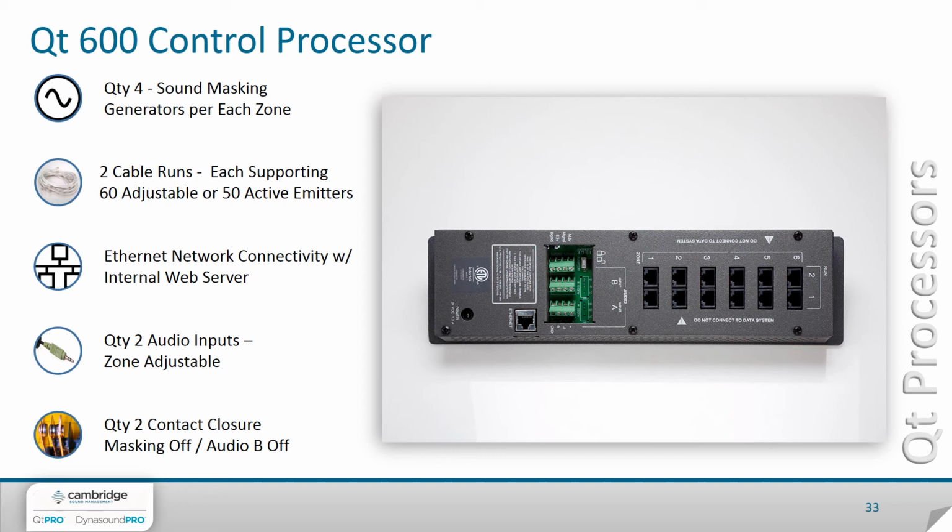Using an emitter spacing of 1 emitter per 100 square feet, which is typical in many ceiling heights, a QT600 can cover 72,000 square foot of space, drawing only 24 watts of power.